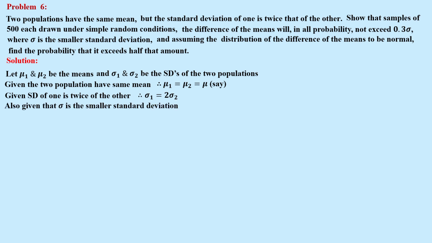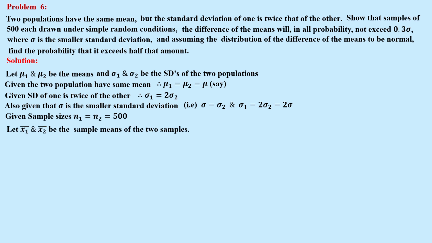Also given that sigma is the smaller standard deviation. Since sigma 1 equals 2 sigma 2, sigma 2 should be smaller, so we take sigma 2 equal to sigma. So sigma 1 is equal to 2 sigma. Given the sample sizes are equal, n1 equals n2 equals 500. So x1 bar and x2 bar are the sample means.